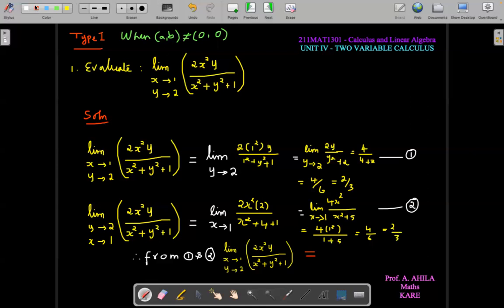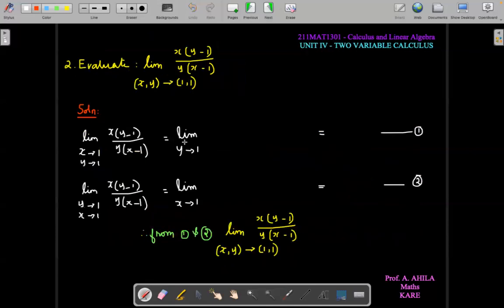The first path and the second path, both are the same. So we get from equation 1 and 2, limit x tends to 1, y tends to 2, 2x square y by x square plus y square plus 1 is 2 by 3. Since the limits are same, we consider the limit exists and that limit value is that particular value.